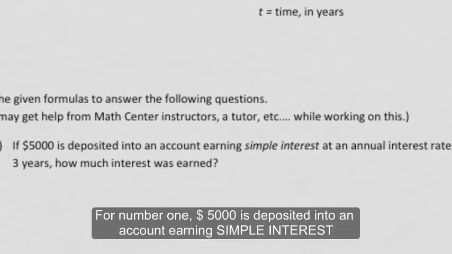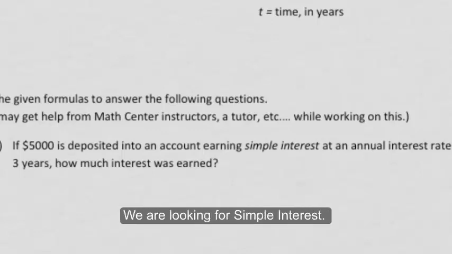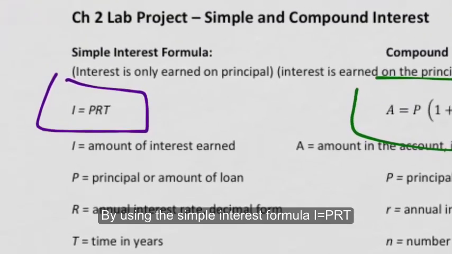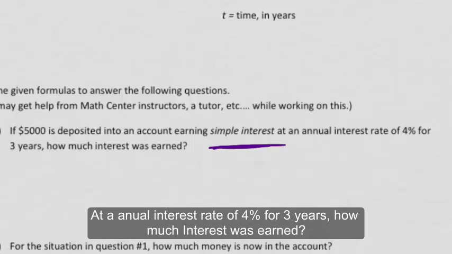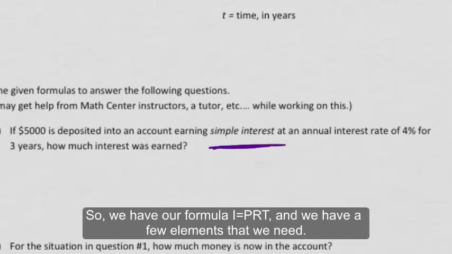First of all, number one, $5,000 is deposited into an account earning simple interest. So we're looking for simple interest. We know that we're using this formula over here. At an annual interest rate of 4% for 3 years, how much interest is earned? So we have our formula I equals P R T.